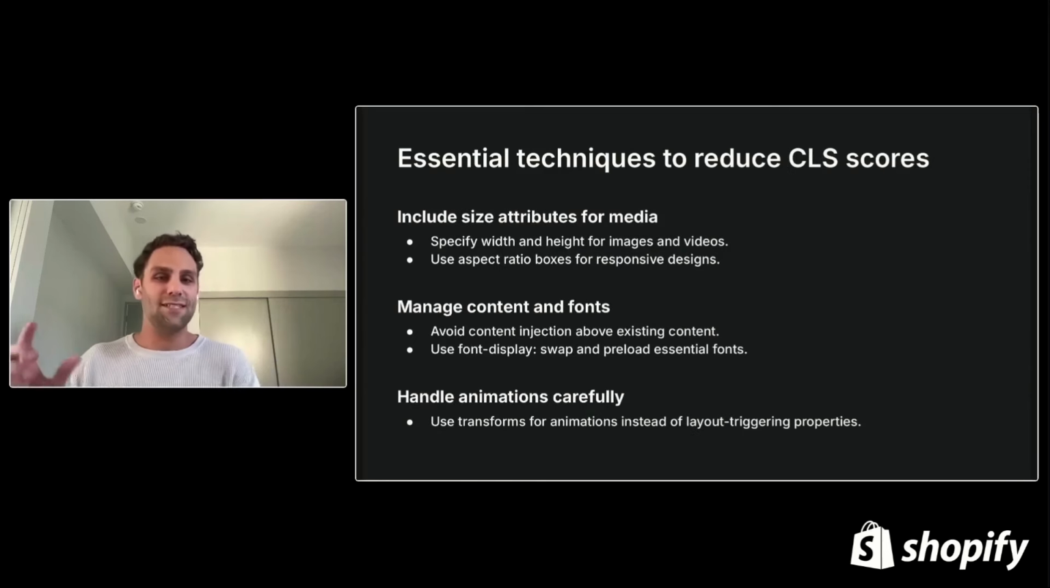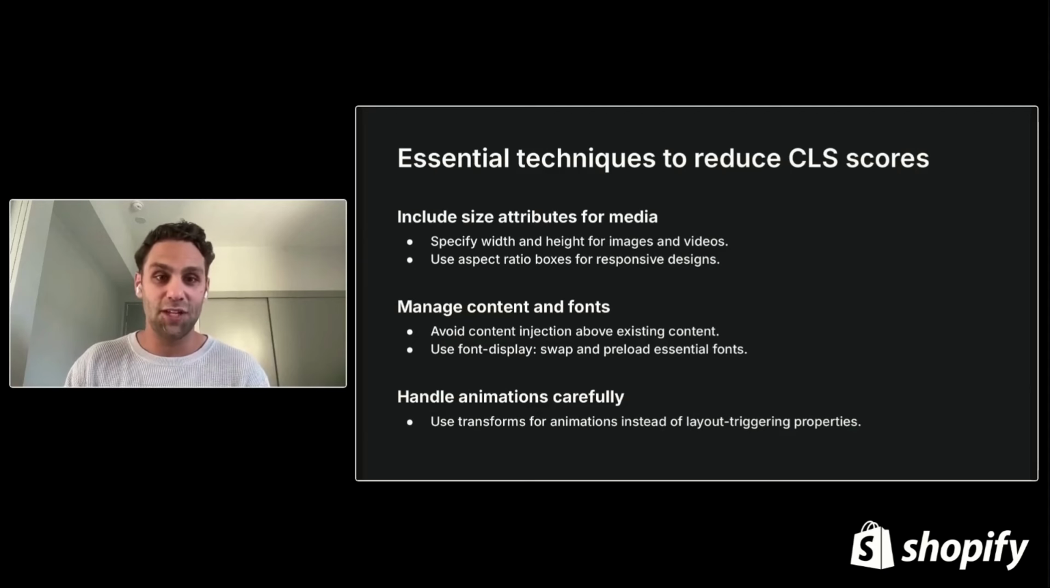To reduce CLS, focus on these strategies. First, include size attributes for media by specifying width and height for images and videos. This helps the browser allocate space for these elements before they load, preventing shifts. Second, manage content and fonts by avoiding content injection above existing content, which can cause unexpected shifts. Also, preload essential fonts using font display swap to ensure text remains visible while fonts are loading.